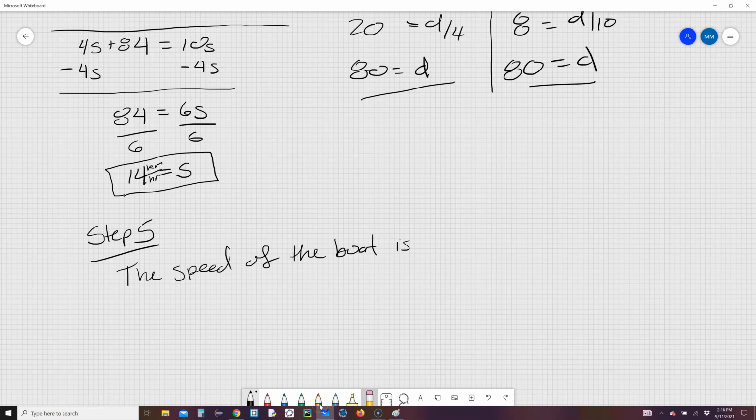Or I should say in still water. Be very specific. Is 14 kilometers per hour. And yes, I would like to see units in application problems.